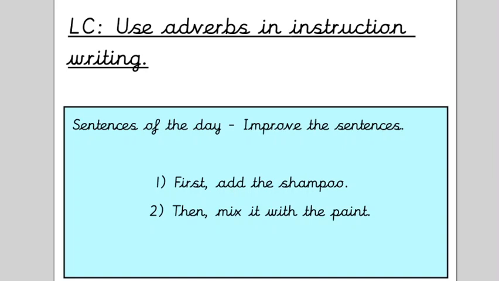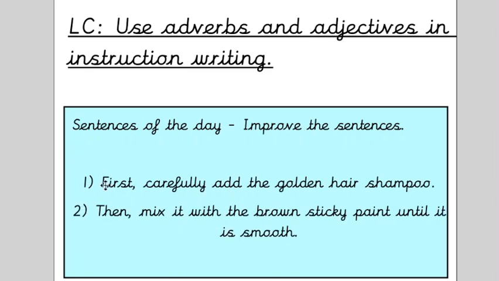Okay, brilliant. There's no right or wrong answer for those two sentences, but I'm just going to go through what I did and talk about all the different parts that I added onto them. So let's look at the first one. I've put first, carefully add the golden hair shampoo. Now, looking at yesterday's lesson, I've added the adjectives golden hair onto that noun of shampoo. I've also added something that we're going to be looking at today, adverbs, carefully add, and we'll talk a little bit more about that in a second.